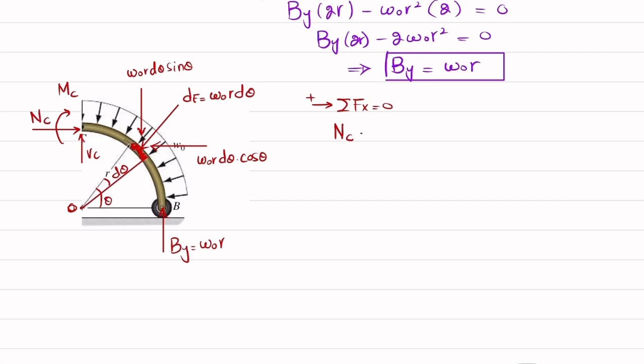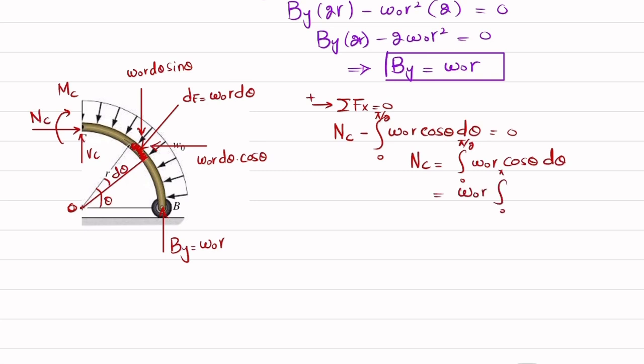So I can write NC minus w naught r cos of theta into d theta. Since this is a differential equation, if I integrate from 0 to pi by 2, we will get the net horizontal force acting on the system. So I will integrate it from 0 to pi by 2, is equal to 0. So from here NC will be equal to the integral of w naught r cos of theta into d theta from 0 to pi by 2. It will be equal to w naught r times the integral from 0 to pi by 2 of cos theta d theta. When you calculate it, you will get 1 from this integral, and you get NC equal to w naught into r.